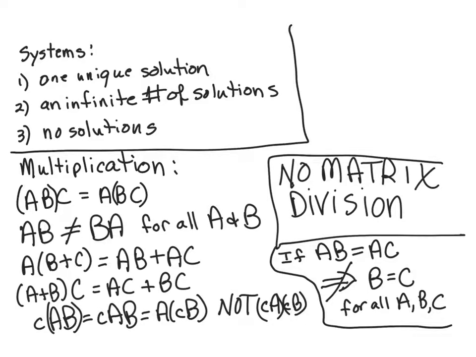We will learn a way to undo matrix multiplication using the inverse, but that comes later. So you can't just cancel the A's. You have to do something different to solve that matrix algebraic equation. Okay? All right. Moving on to something new.